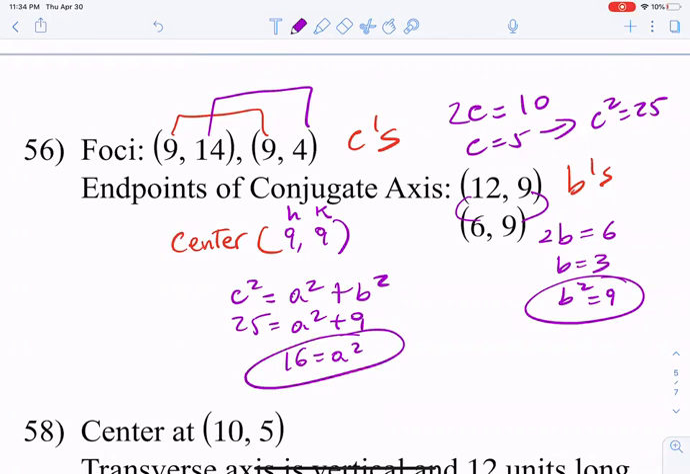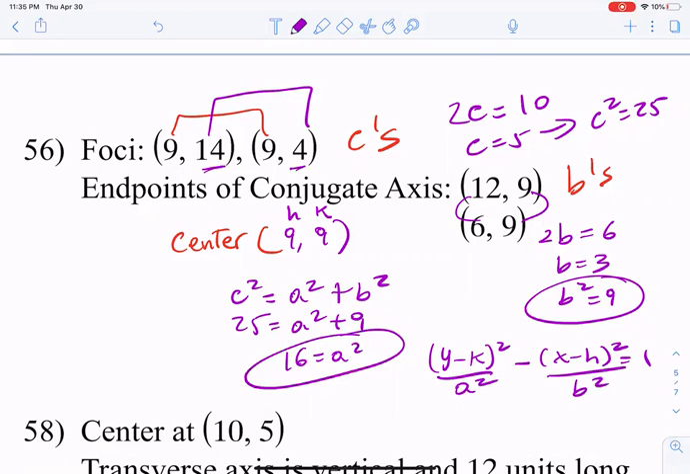So this is the foci. In this case, the foci are on the same major transverse axis with the vertices. So I know that this is vertical because it's changing in here and here, right? So now we can do y minus k squared minus x minus h squared. This is equal to 1. This is A. This is B.